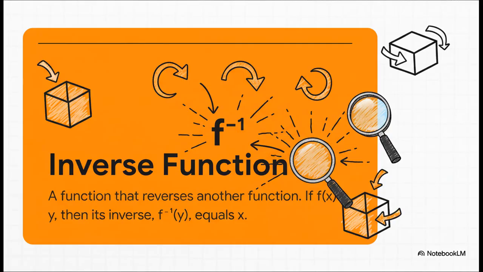Okay, so here's the formal definition, and you've got to pay attention to the notation here. When you see that little -1, that is not an exponent. I repeat, not an exponent. It's the special symbol we use for an inverse. It's our official mathematical undo button.